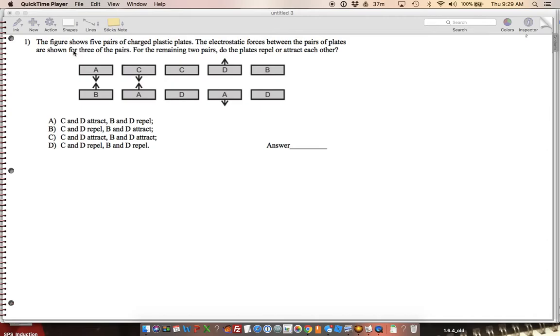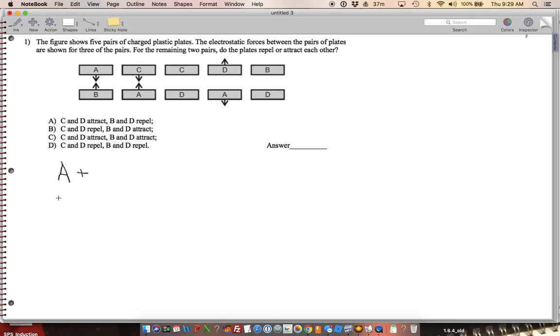So if I look at A and B, since they attract, if I just say, for example, A is positive, then B must be negative. And then I look at A and C, and if A and C attract, since these two are the same, then B and C must be the same. So C is also negative in this example. And if A and D repel, then D is also positive. Okay, so these are just examples.